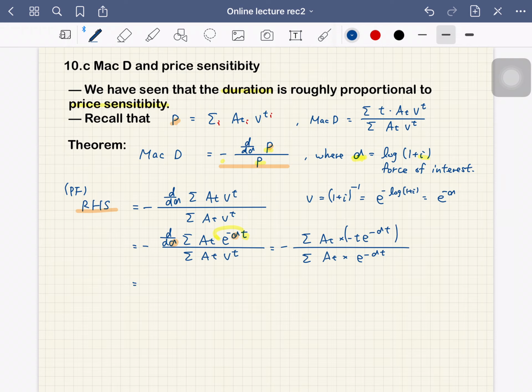So at first the negative signs cancel here and here. Then the only difference between numerator and denominator is t. So you can see that this becomes summation of t a sub t v to the t over summation of a sub t v to the t. So this is exactly the definition of Macaulay duration. So this is equal to Mac D. This is the end of the proof. Now we proved that Macaulay duration is the price sensitivity if we use this force of interest instead of i.